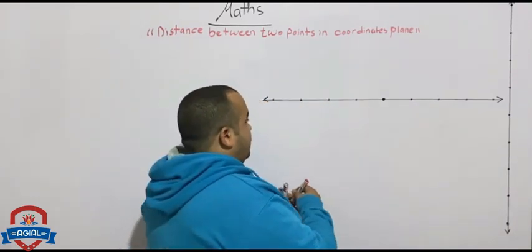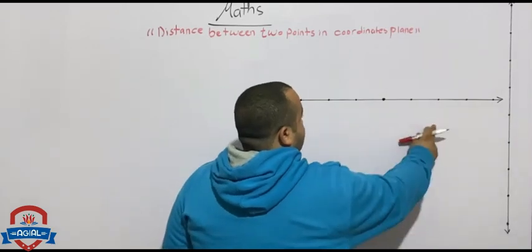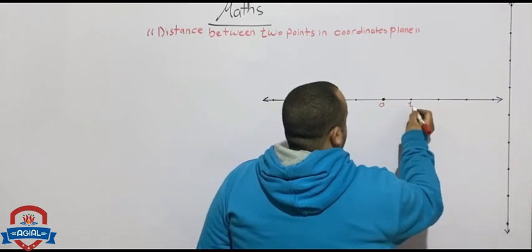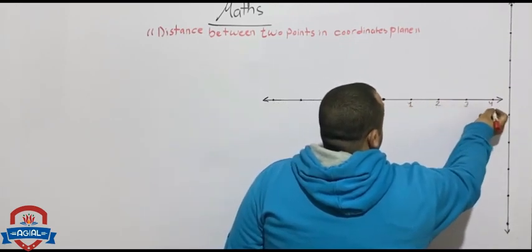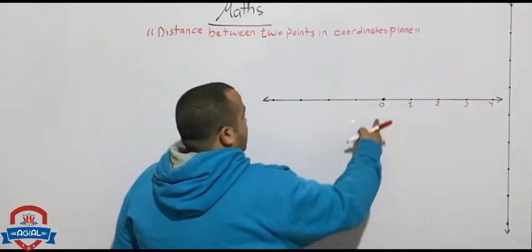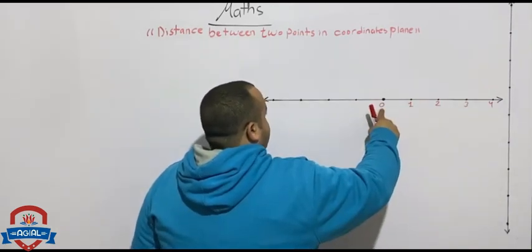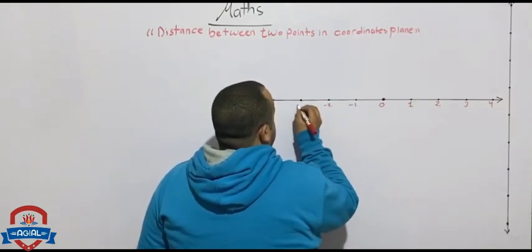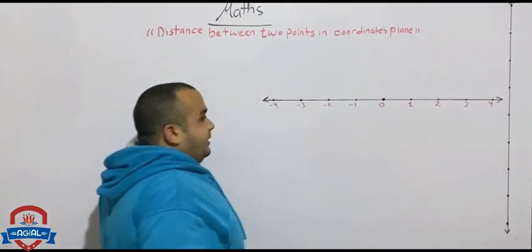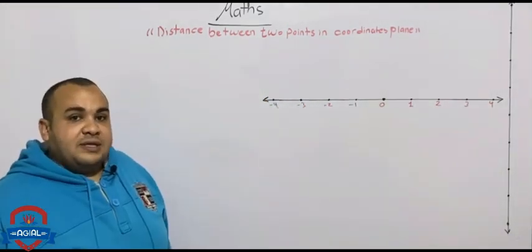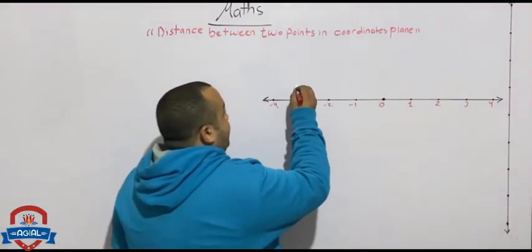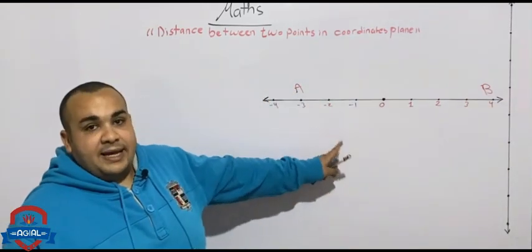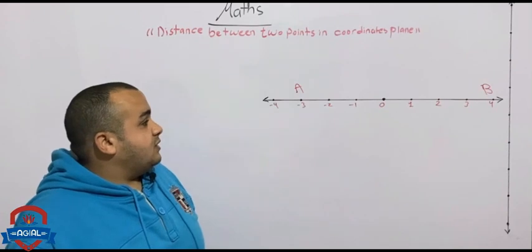So if we need to represent the set of integer numbers on the horizontal axis, we start from 0 and move right to represent the positive numbers 1, 2, 3, 4 and so on. And also starting from 0 and moving to the left to represent the negative numbers negative 1, negative 2, negative 3, negative 4 and so on. So if we need to find the distance between 2 points like A and B, we have to find the length of line segment AB.